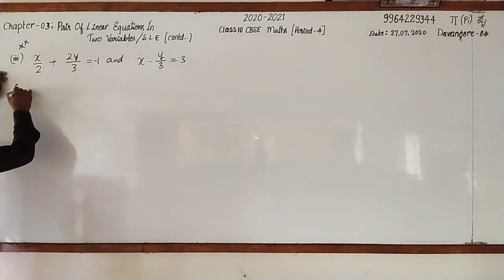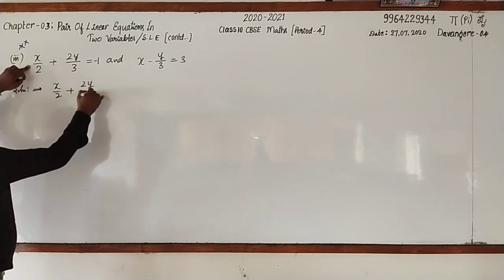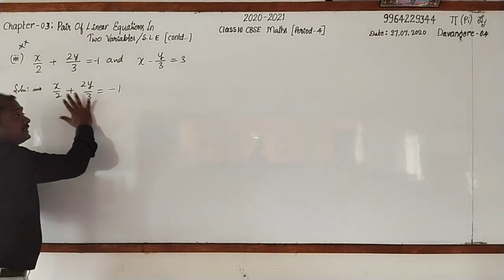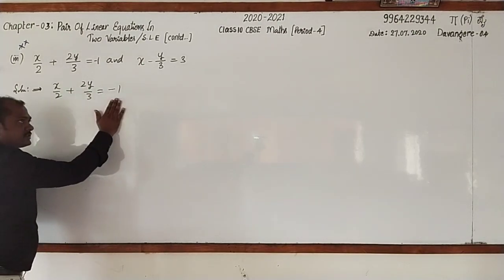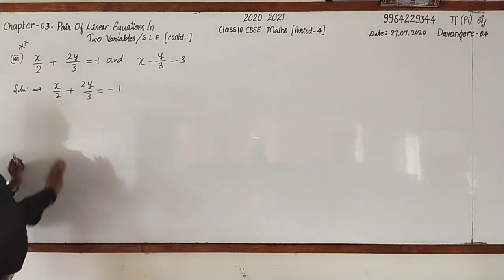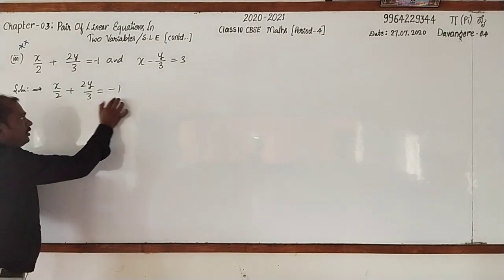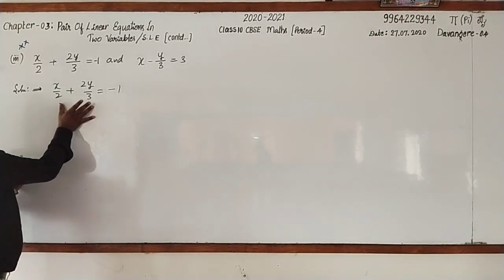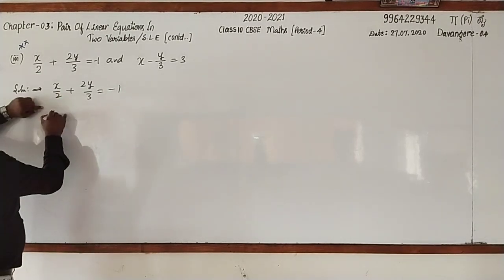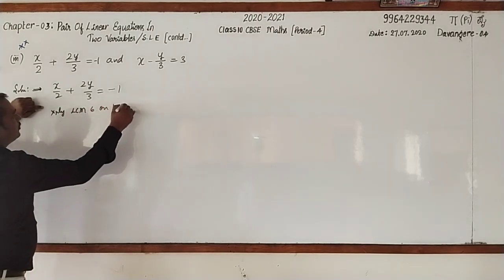Here, I'll write x by 2 plus 2y by 3 equal to minus 1. This is the first equation. See that it is an equation. Both LHS and RHS terms are there. Take the LCM of all the denominators: 2, 3, and here denominator 1. What is the LCM? 6. Multiply the LCM with all the terms. Clear? So here I'll write multiply LCM 6 on both the sides.